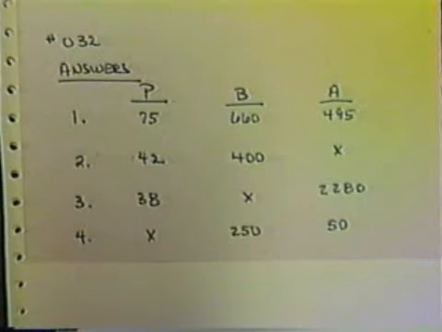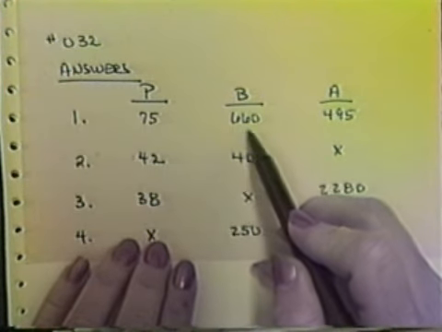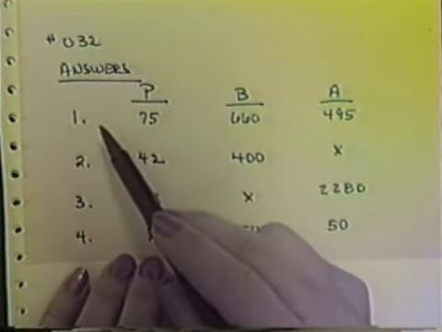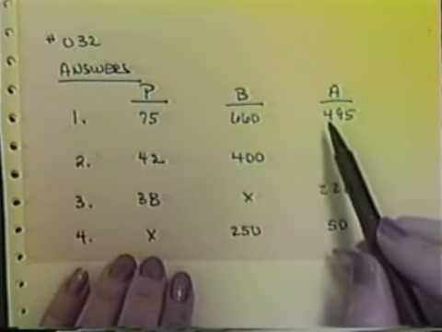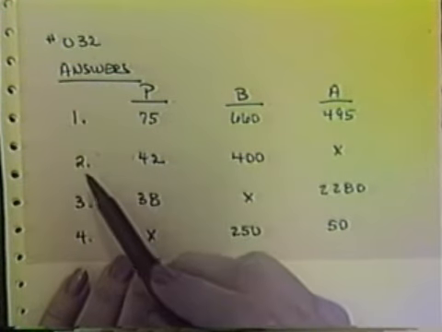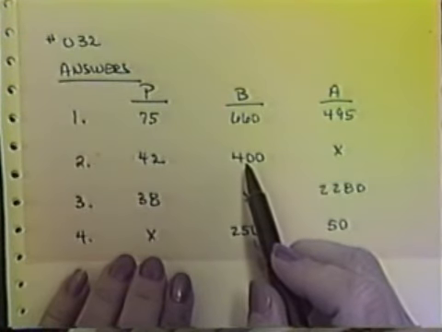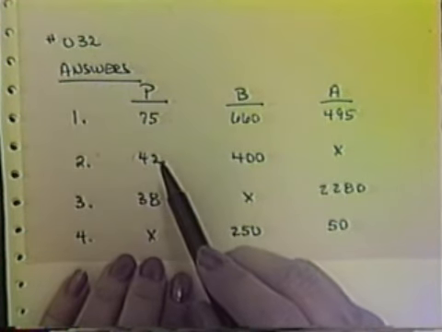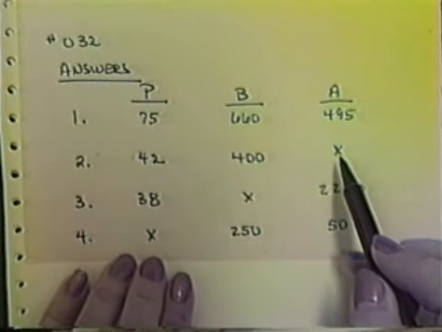Here are the answers to the practice problems. Number 1: the percent was 75, the base was 660, and the amount was 495. On the second practice problem, the percent was 42, the base was 400, and the amount was our unknown X.